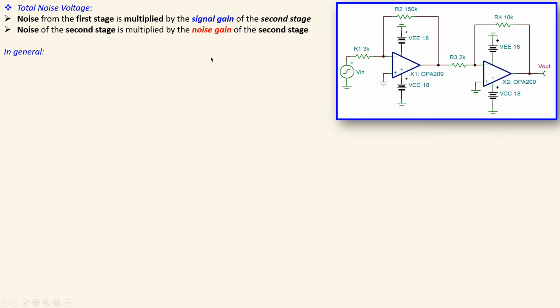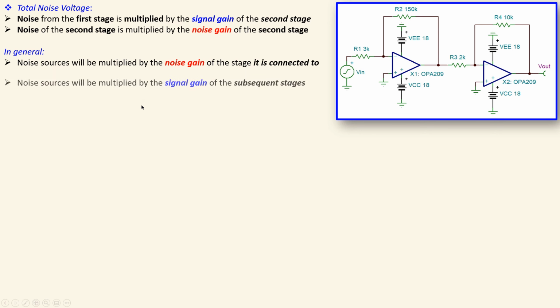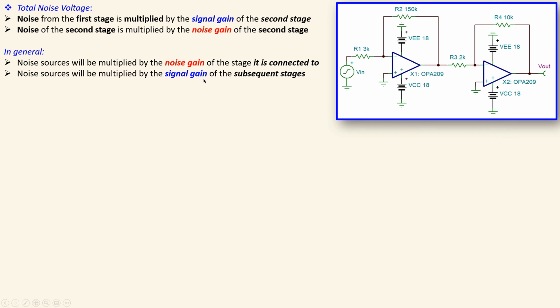So if you now look in general, the noise sources will be multiplied by the noise gain of the stage it is connected to, which is actually shown here in the first one. And the noise source will be multiplied by the signal gain of the subsequent stages. So actually that is what I meant by this form. Now this general form is very important. We need to consider this.